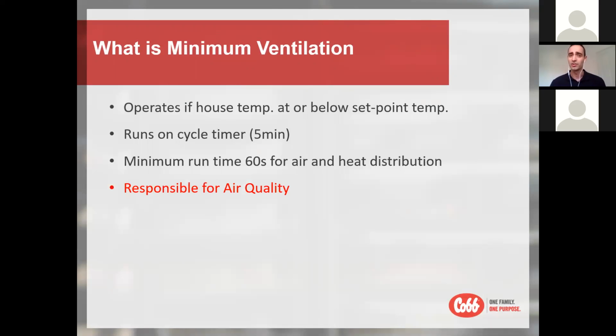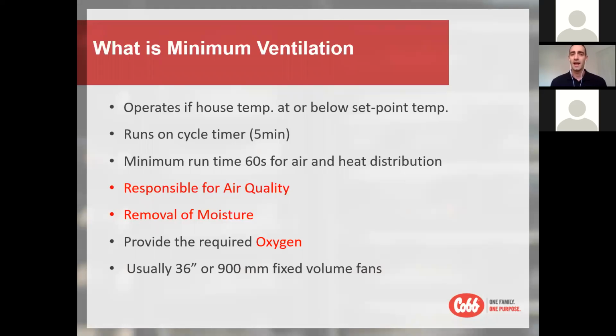The minimum ventilation is responsible for air quality. It's responsible for the removal of moisture from your houses and keeping your litter dry. You want to make sure that you provide the required oxygen to those birds at all stages. And you're going to usually use your smaller fans, not your tunnel fans. Maybe you have some smaller fixed volume fans that you'll use for minimum ventilation. And we want to make sure that we can do all of this, but still keep low air speeds.